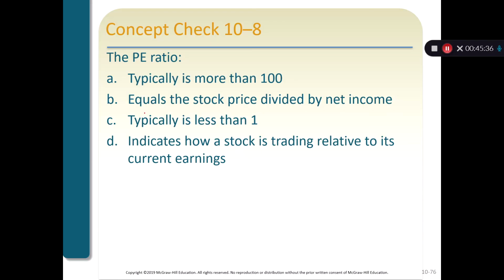So the PE ratio, typically, is between 15 and 20. And B, equals the stock price divided by net income, no, it's actually the other way around. And C, typically is less than 1, no, and indicating how a stock is trading relative to its current earnings, yes. This is not divided by earnings, right? It's stock price divided by EPS.